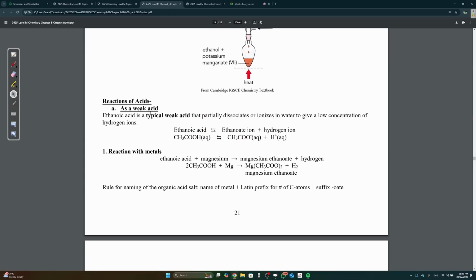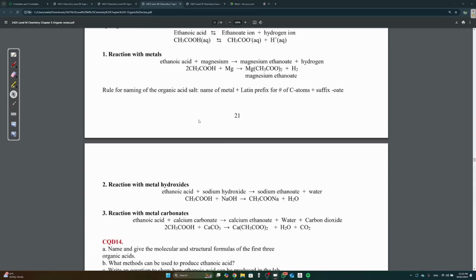Reaction of acids. Okay, how do acids react? We're familiar with the reaction of acids, right? The first one is the dissociation of an acid. Remember we had HCl. What does it dissociate into? H plus and Cl minus, right? Same thing with the carboxylic acid. How does it dissociate? The hydrogen goes and the rest is just minus. Very, very easy.